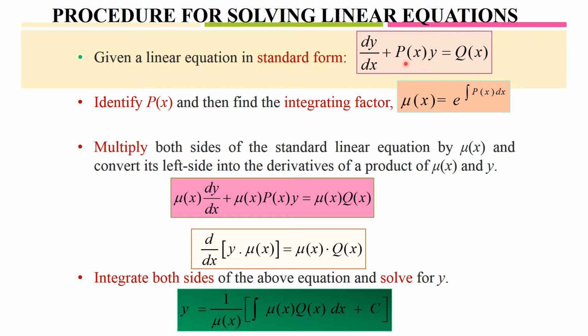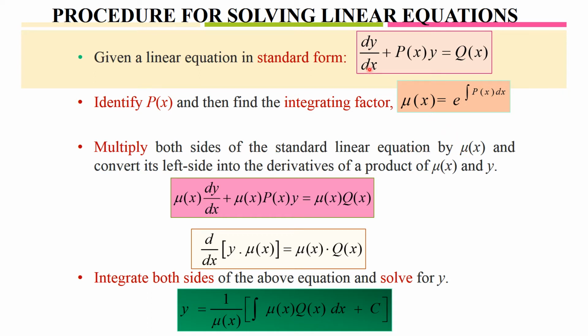Now what do we do with this p of x? We want to evaluate the integrating factor, which is denoted by mu of x. Mu of x has this formula: it is equal to e to the power of the integral of p of x dx. So we substitute p of x into this integrand, and evaluate the integral which is the power of this e. The next step is to multiply both sides of the standard linear equation by mu of x.